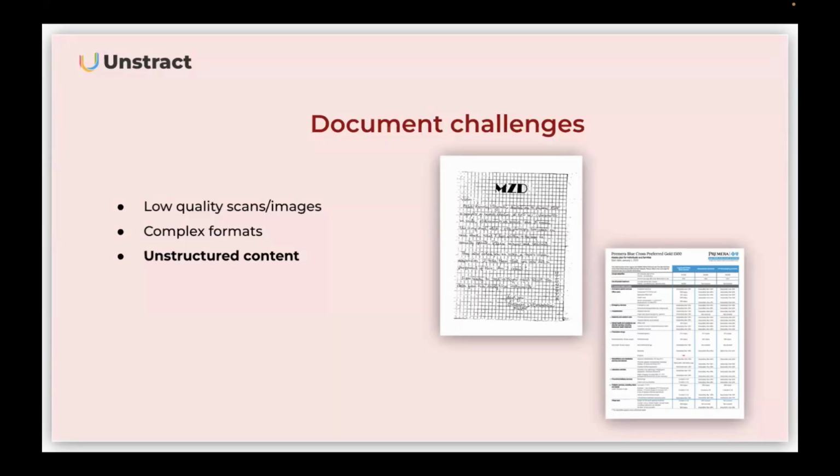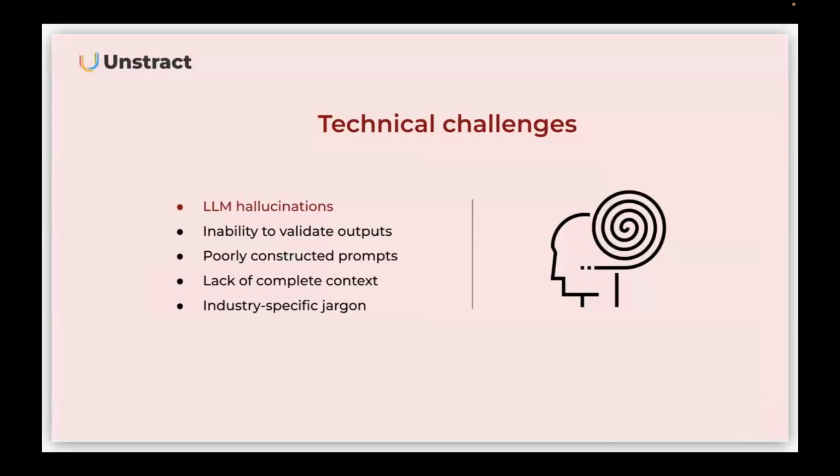So with that, let me move on to the technical challenges. So over here, we have 5 accuracy-related technical challenges. The first one being LLM hallucinations. LLM hallucinations are basically instances where an LLM generates an incorrect output quite confidently. Now, this could happen if the models do not have access to complete input context, or if they interpret the prompts differently from what is required.